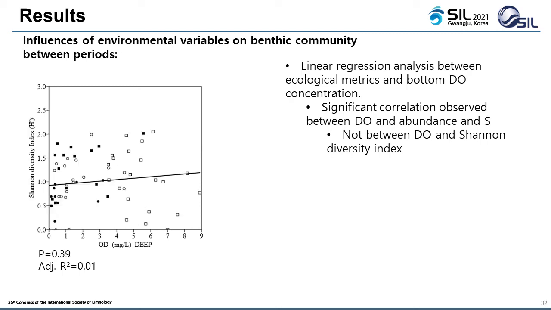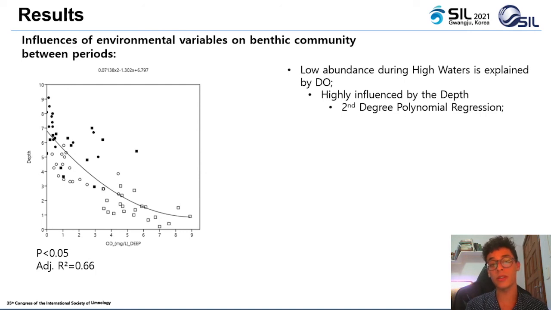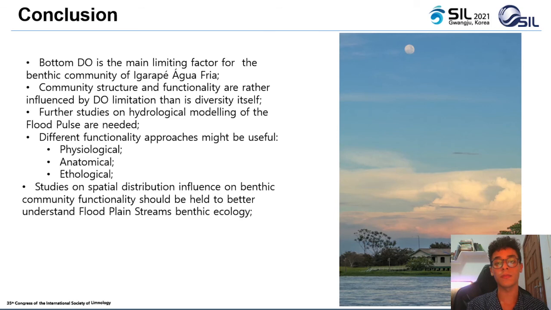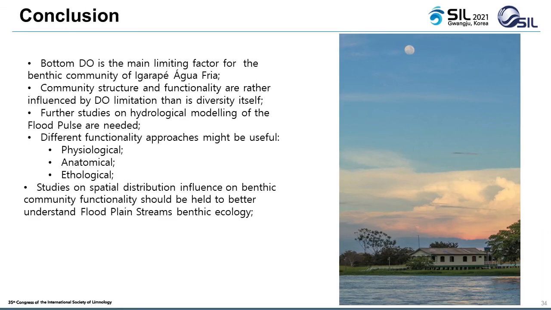The low abundance of benthic macroinvertebrates observed during high waters is explained by dissolved oxygen, which is highly influenced by the depth, as indicated in this polynomial regression. Thus, bottom dissolved oxygen is the main limiting factor for the benthic community of Igarapé Fria. Furthermore, the community structure and functionality are rather influenced by dissolved oxygen limitation than its diversity itself.